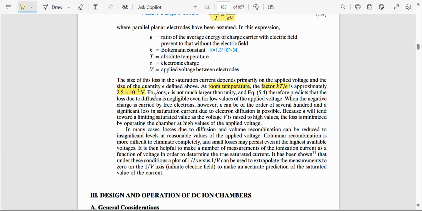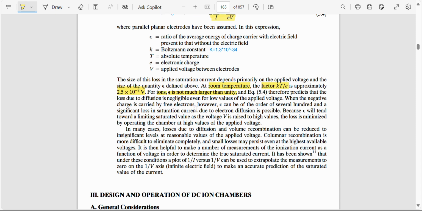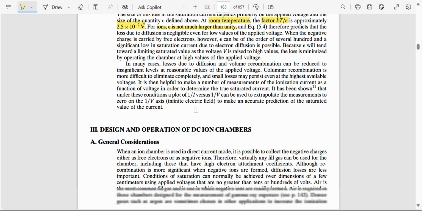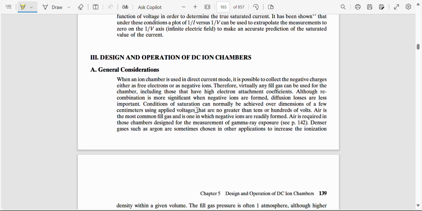is approximately equal to this, and for ions epsilon is not much larger than unity. As I mentioned before in the problem, your epsilon is 0.025, and you know that 0.025 is smaller than 1. Okay, definitely.